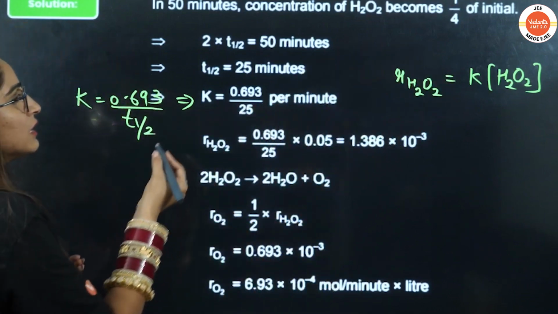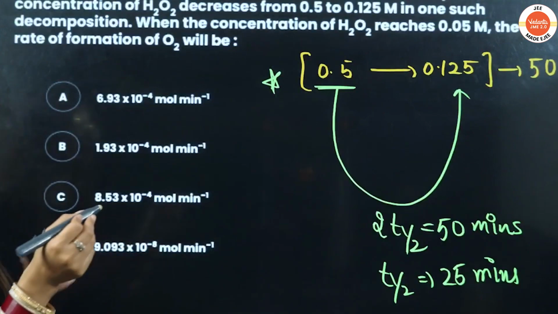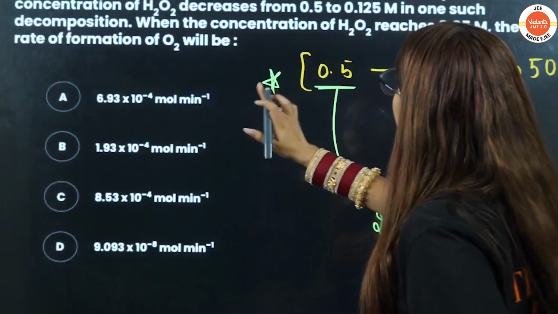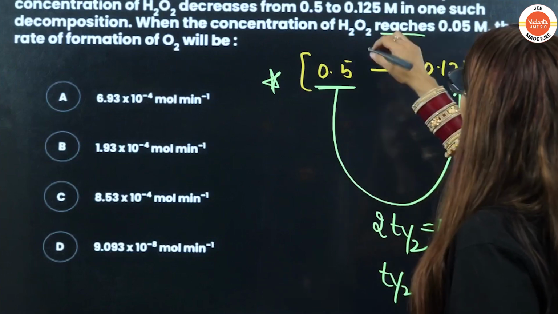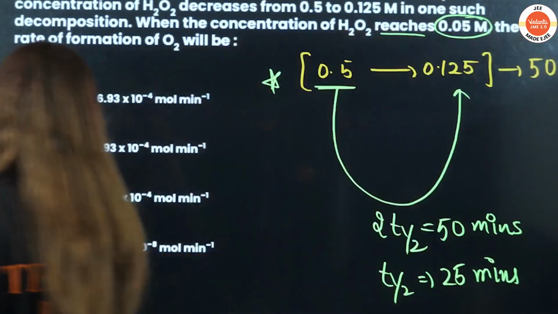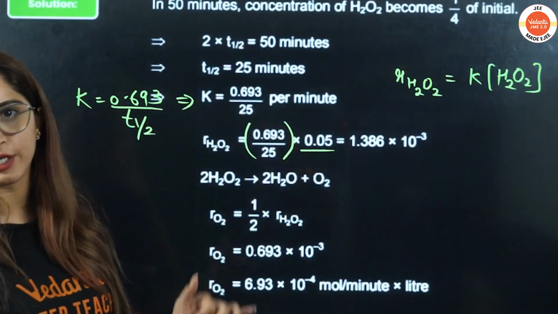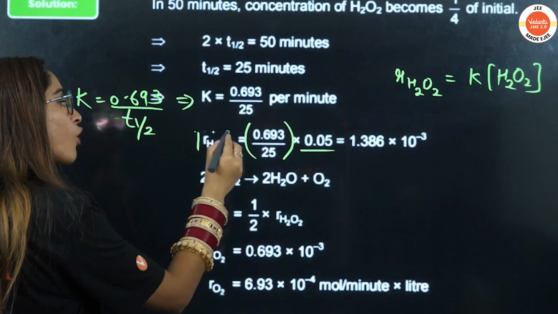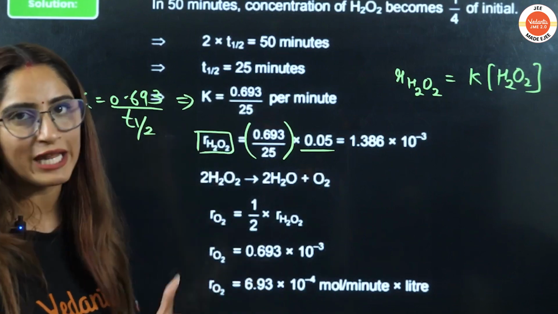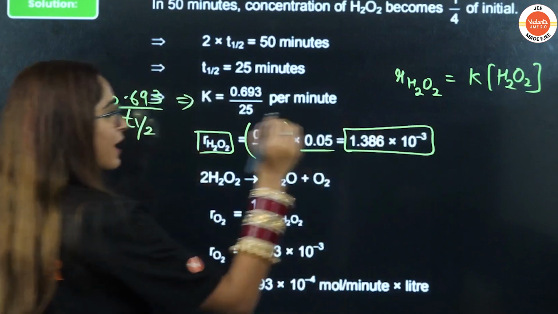When we put the value of K here and we put the value of concentration, that is also mentioned here: when the concentration of H2O2 reaches 0.05, that you have to put. So you'll put the value as 0.05. This is the value of rate constant. You will get the rate of the reaction according to the rate law expression. So you got the rate of the reaction of H2O2.